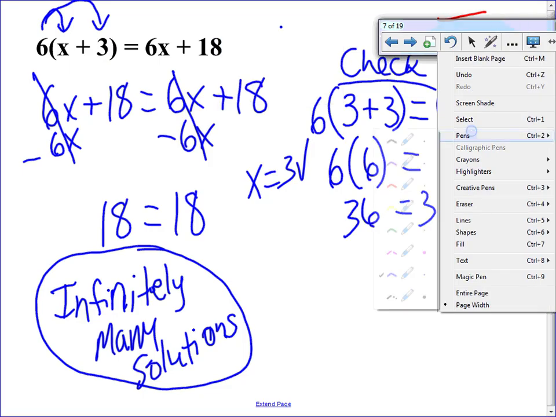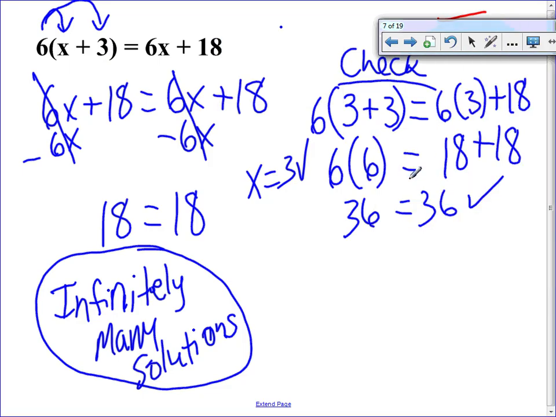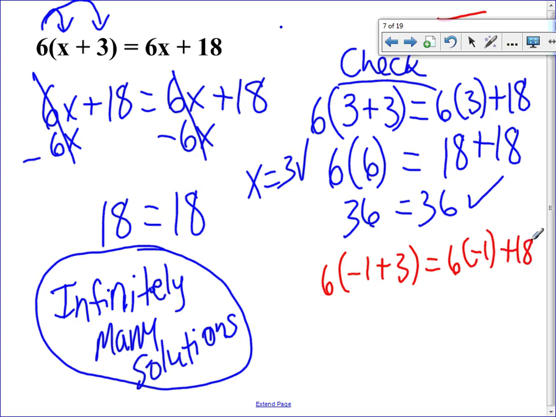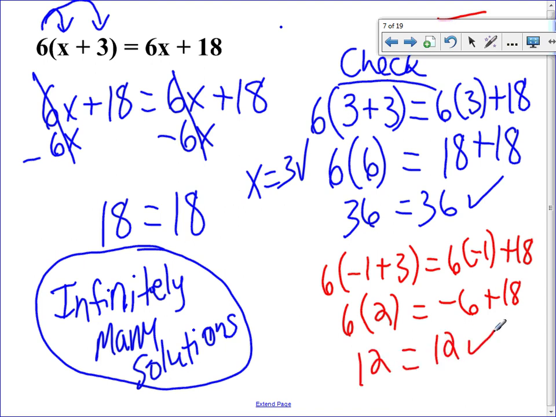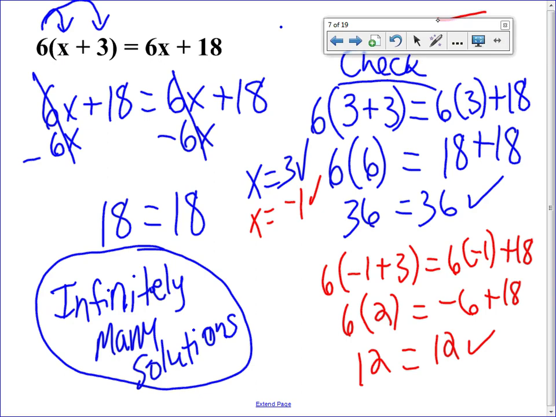Let's try a different one. Let's try the number -1, so we can try a negative number. So 6 parentheses -1 plus 3 equals 6 times -1 plus 18. 6 parentheses 2 equals -6 plus 18. 12 equals 12. True, so x equals -1 is a solution. The truth is, you can pick any number that you can think of, and it will be a solution. So for this, you write infinitely many solutions, and you circle that.